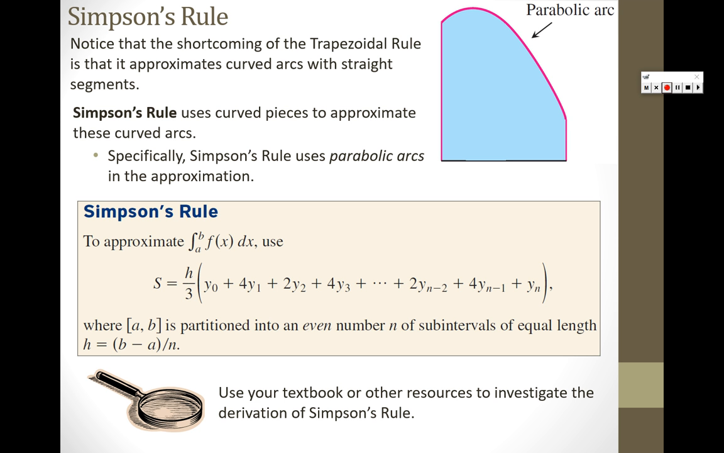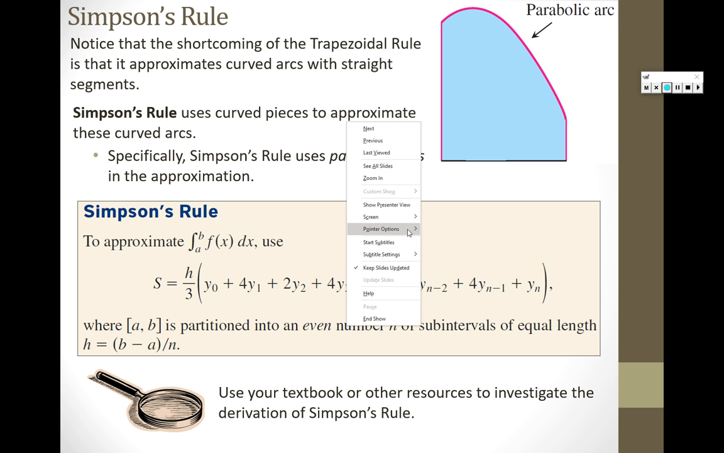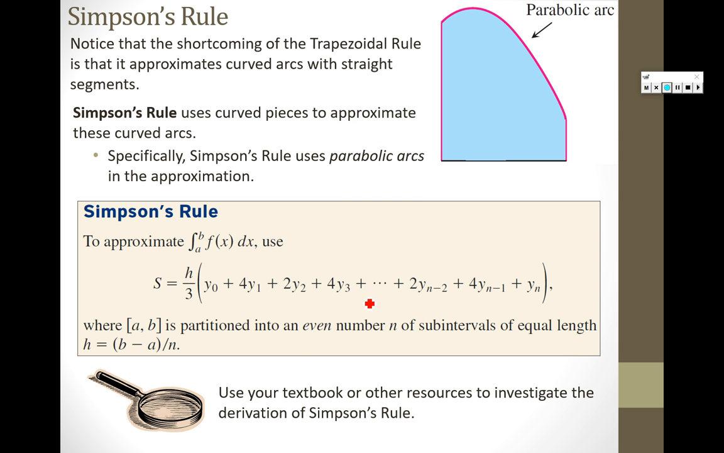The only qualification is it has to be an even number of intervals. There are adjustments that can be made, but Simpson's rule specifically is choose an even number. And because we're always free to choose how many intervals we're going to use, that's not really a big problem. So, an even number of intervals.